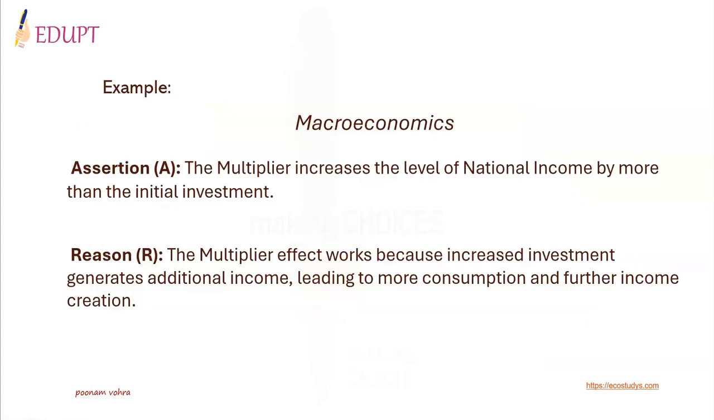Now, let's have a look at an example from macroeconomics. The assertion statement is, the multiplier increases the level of national income by more than the initial investment. And the reason is, the multiplier effect works because increased investment generates additional income, leading to more consumption and further income creation. Now it is possible to identify the topic here. Topic is about the multiplier.